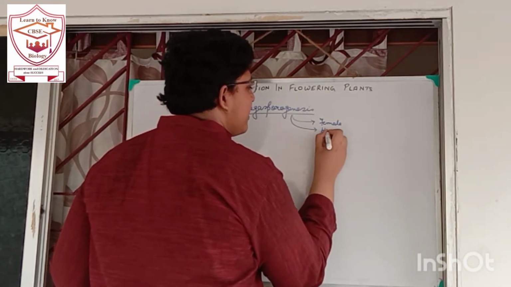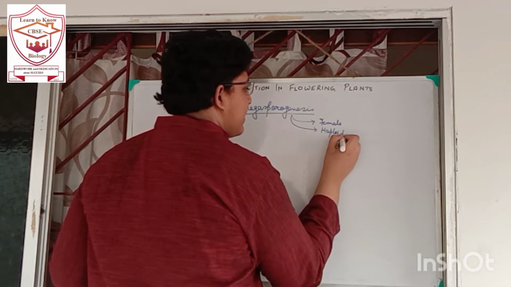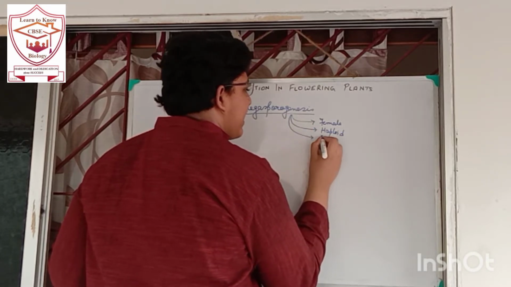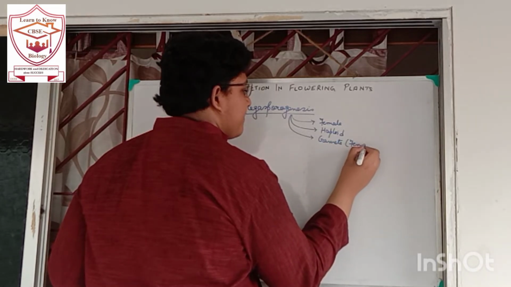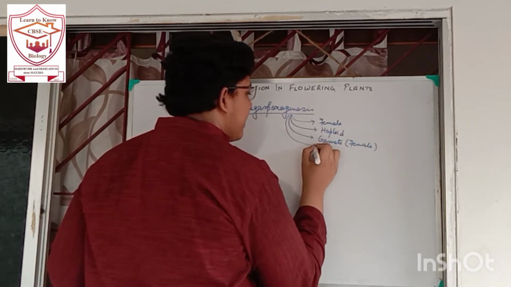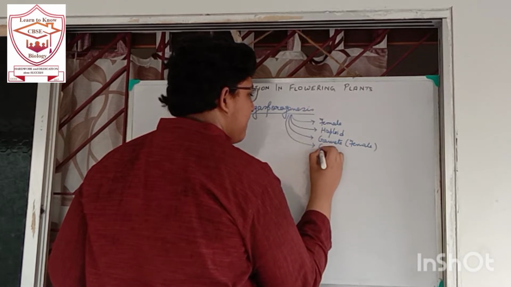It forms haploid cells, gamete formation, that to female. Megasporogenesis forms the embryo sac.